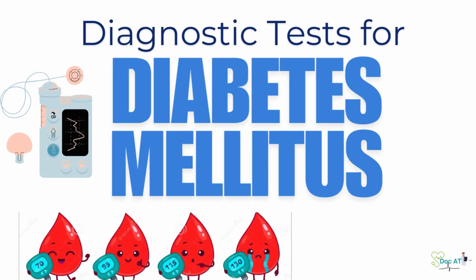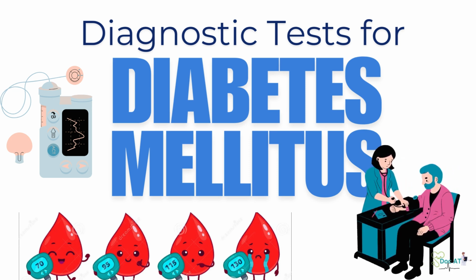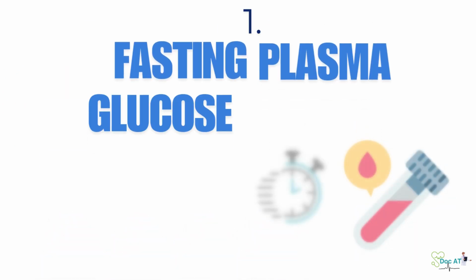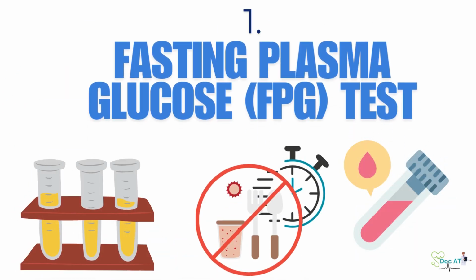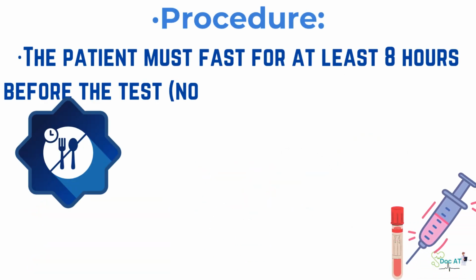Diagnostic tests for diabetes mellitus. There are several tests to diagnose diabetes mellitus and assess glucose regulation. These tests are used both to diagnose and monitor the condition. 1. Fasting plasma glucose, FPG test. Procedure. The patient must fast for at least 8 hours before the test.